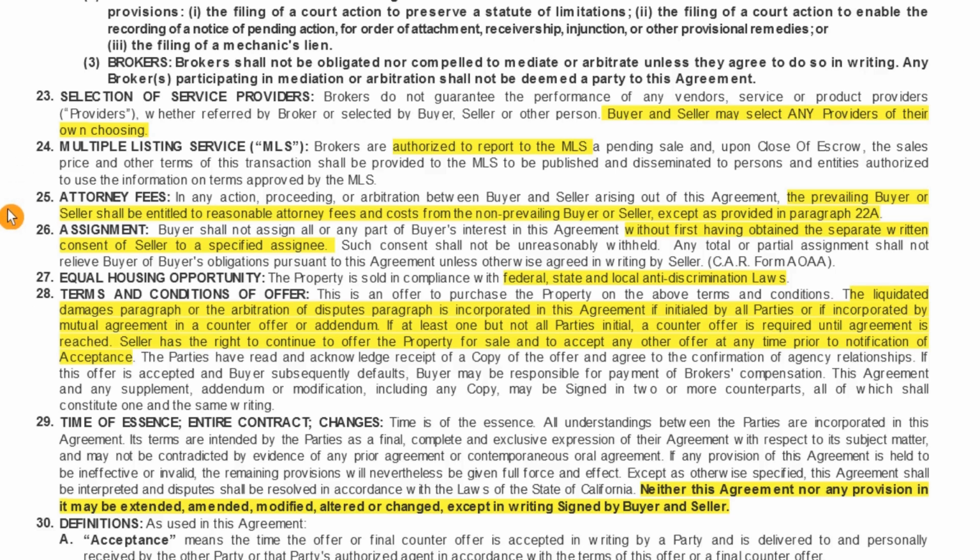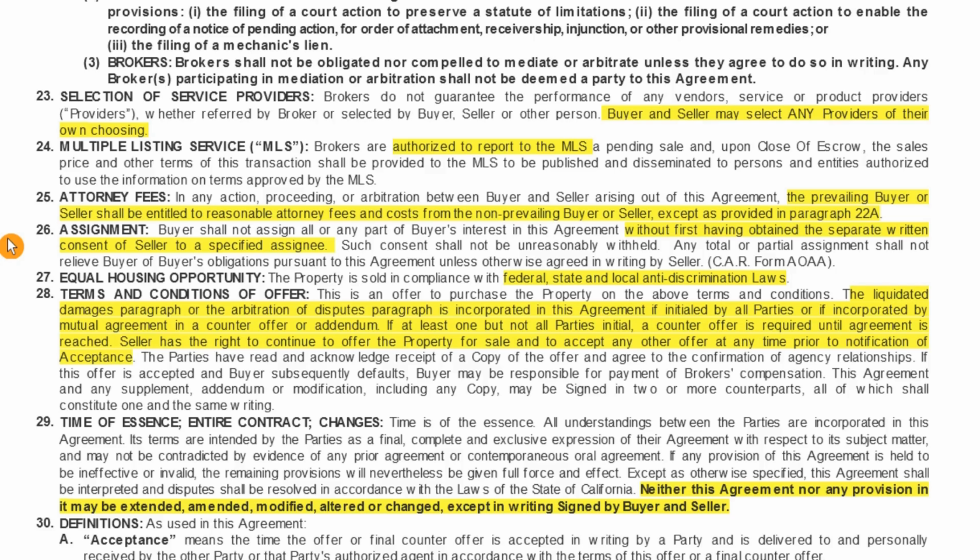Attorney fees, if by some reason there's litigation, this states that the prevailing buyer or seller shall be entitled to reasonable attorney fees and costs from the non-prevailing buyer or seller, except as provided in paragraph 22A. So that's covered in the mediation and arbitration clauses.